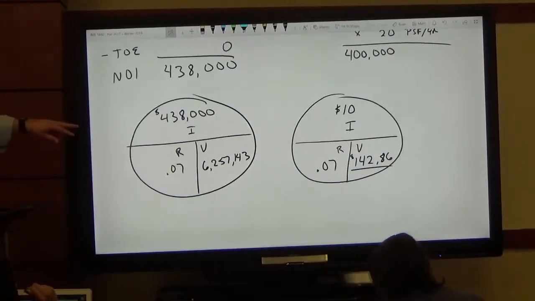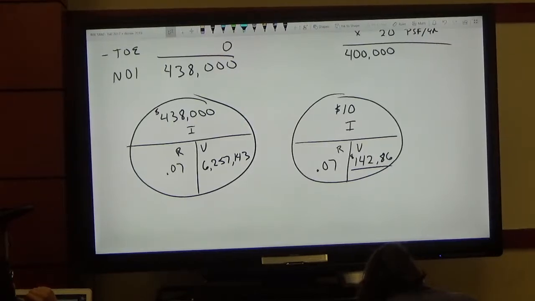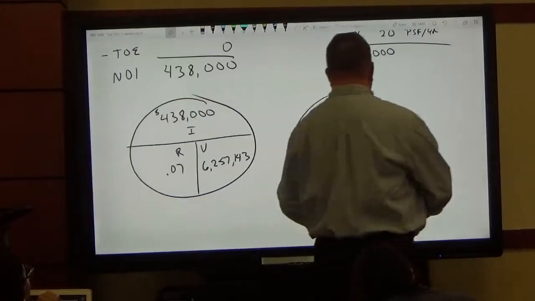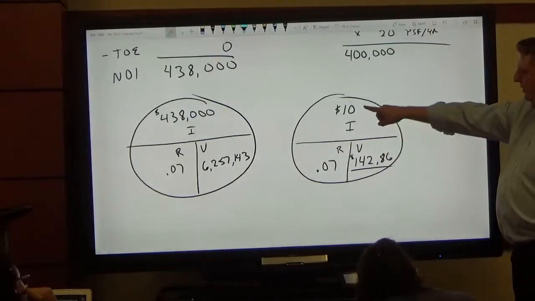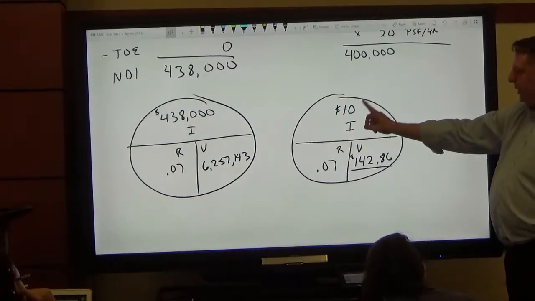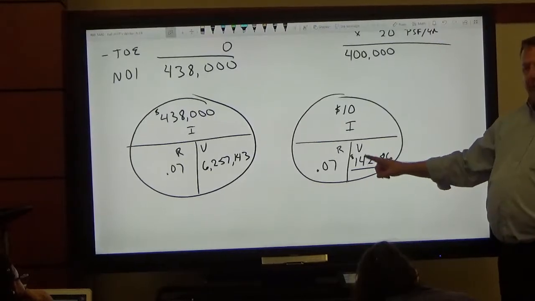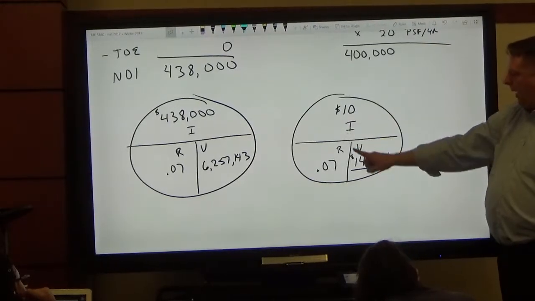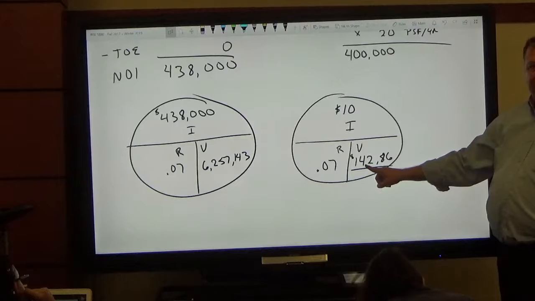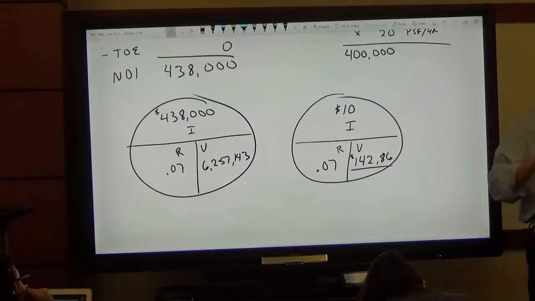$10 divided by 0.07 equals $142.86 of incremental value, okay? So that's really important. Obviously, if we were to shave off a zero here and just put it as $1, what would that be? Basically every extra $1 would equate to what? $14. Well, that's a pretty big impact.